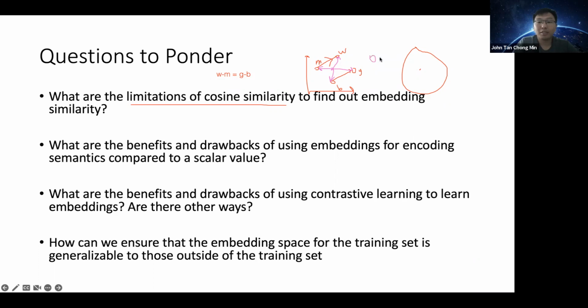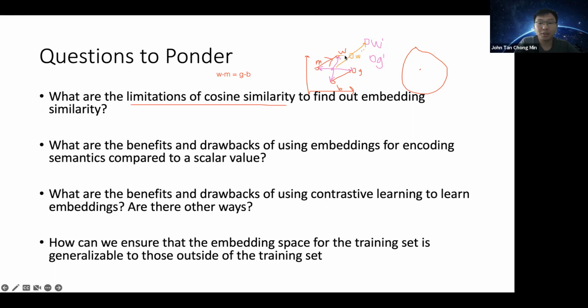This might be the initial vector of girl. Let's call it G prime. And then the initial vector of woman might be here, like here. Let's call it W prime. So if we were to normalize the vector, because this is obviously too much, we can normalize it to form here. This is W prime prime, where basically it is on the unit sphere.